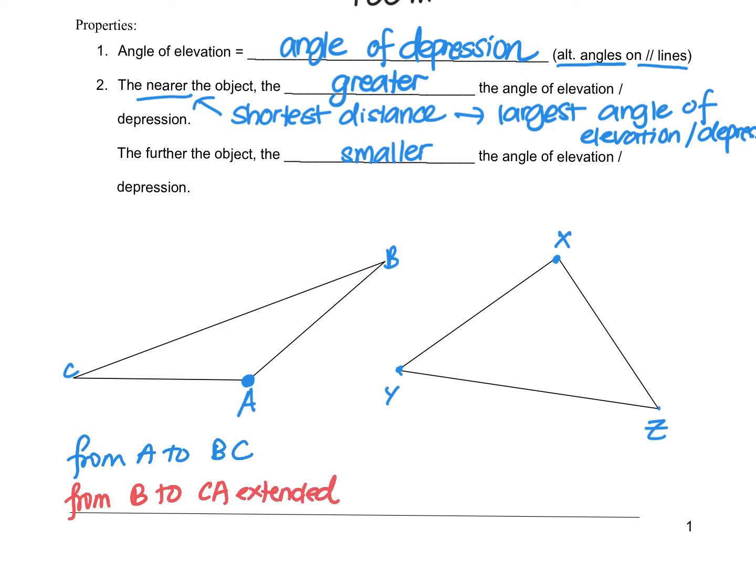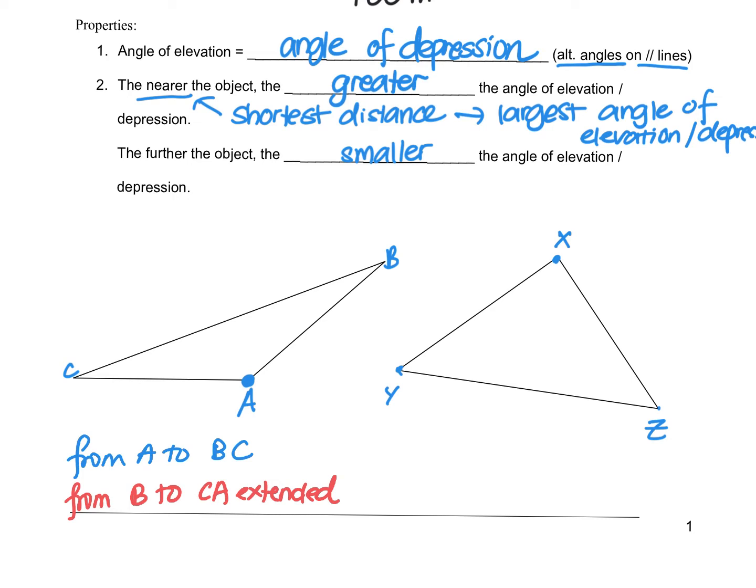The next one, draw using red color, from B to CA extended. If you draw wrongly, never mind. Later I go through the answer, you can still change, right? This iPad is so good, you can do a lot of changes. Try first. First one, from A to BC, blue color. From B to CA extended. Is this okay?